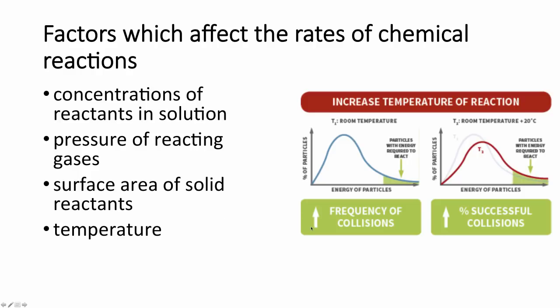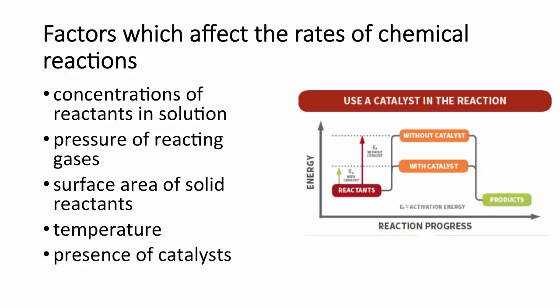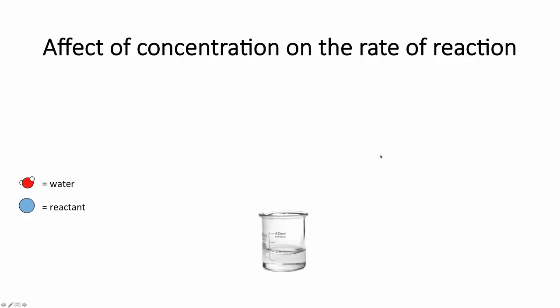Surface area. The increase of surface area increases the frequency of collisions and therefore more successful collisions. And temperature. Now temperature increases the number of collisions but also increases the proportion of molecules that have the required activation energy. And the presence of a catalyst. The way the catalyst works is to provide an alternative path lowering the activation energy. So as you can see, the activation energy with a catalyst is lower than without.